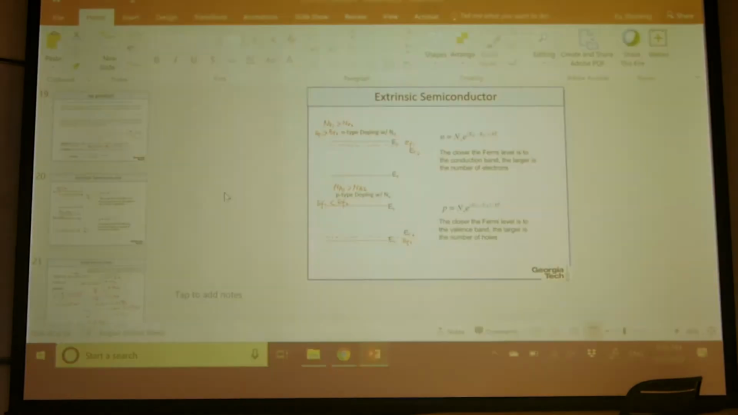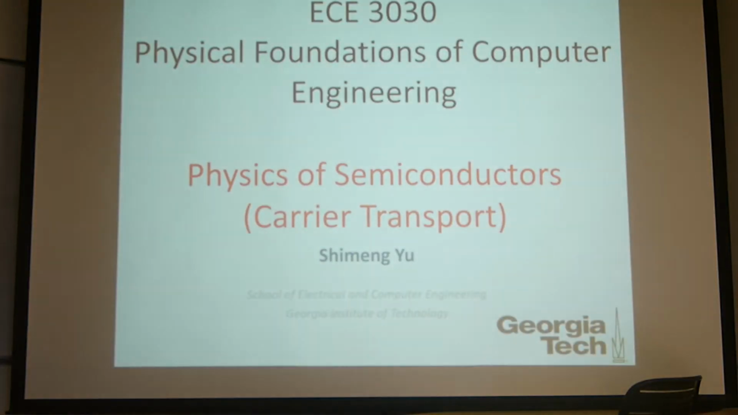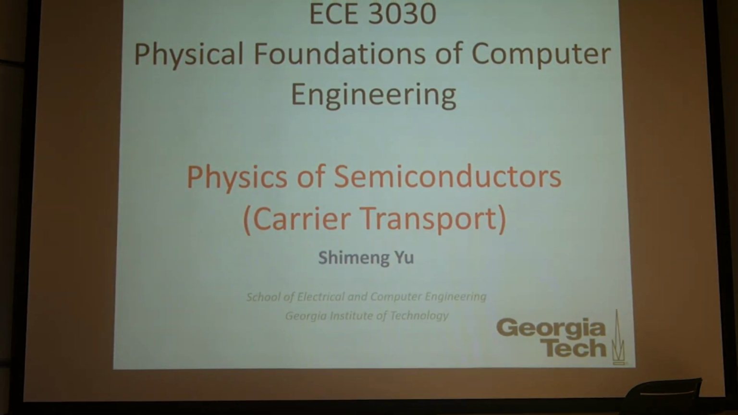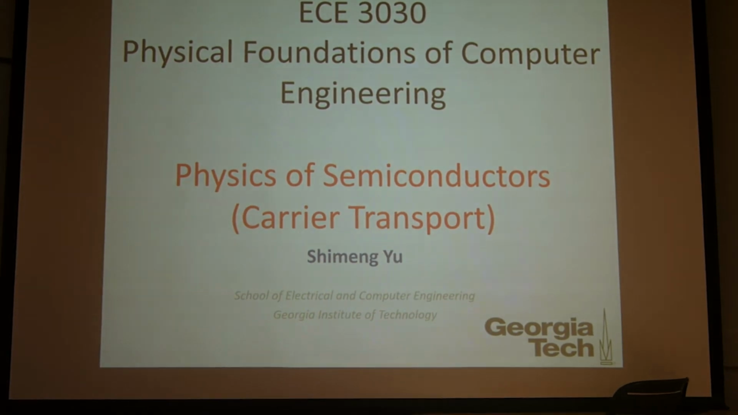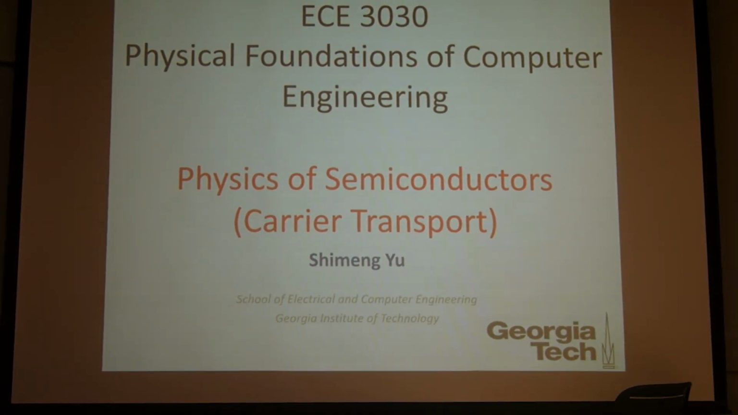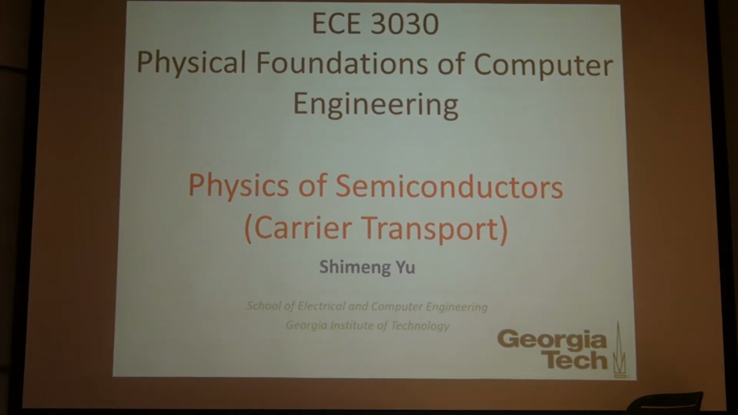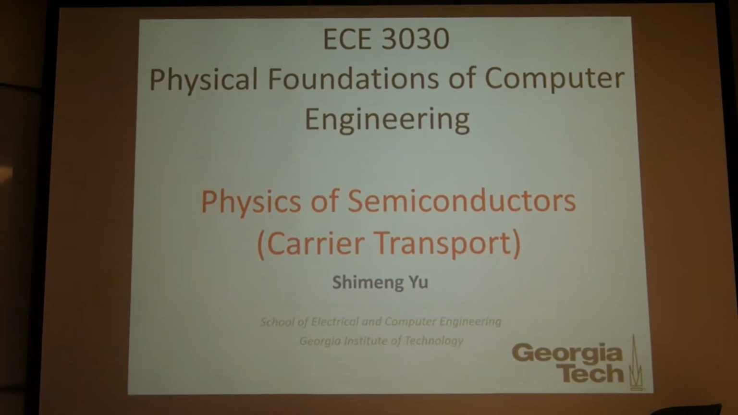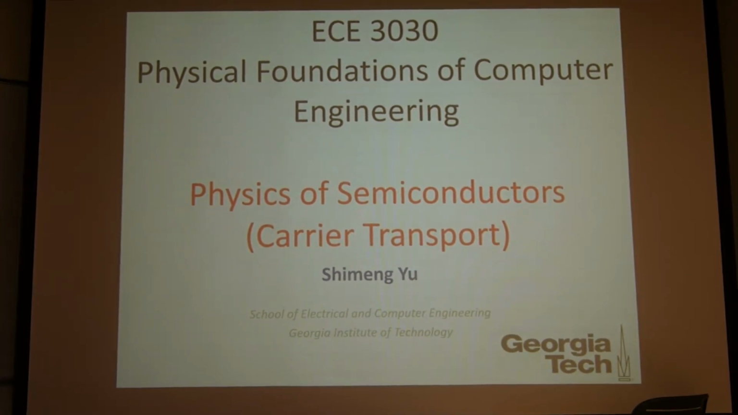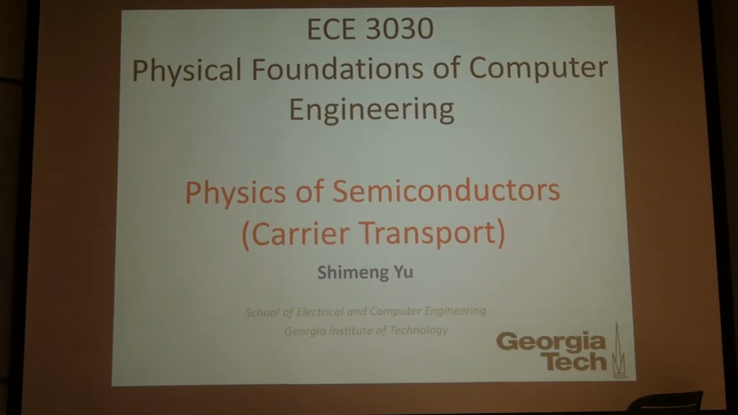So this is lecture 5. And then we started lecture 6, which is on carrier transport. As I said, lecture 5 is on carrier statistics. That means the density of the carrier, electron or hole. And lecture 6 is on the transport of the carrier. That is how fast the electron or hole will move in the semiconductor.